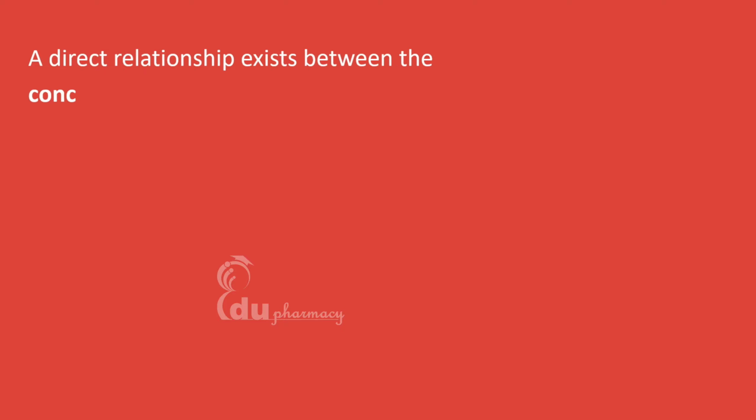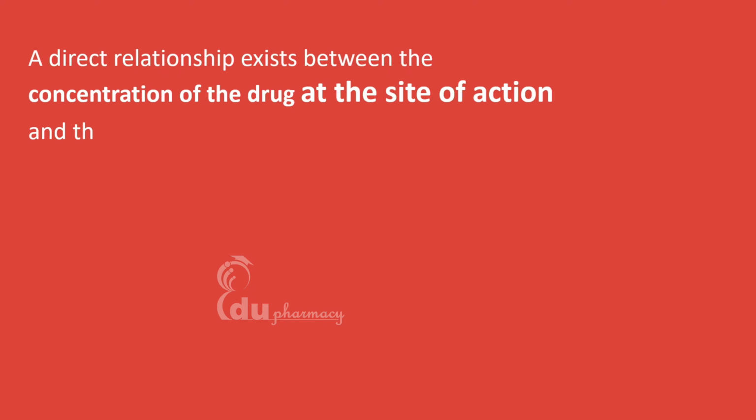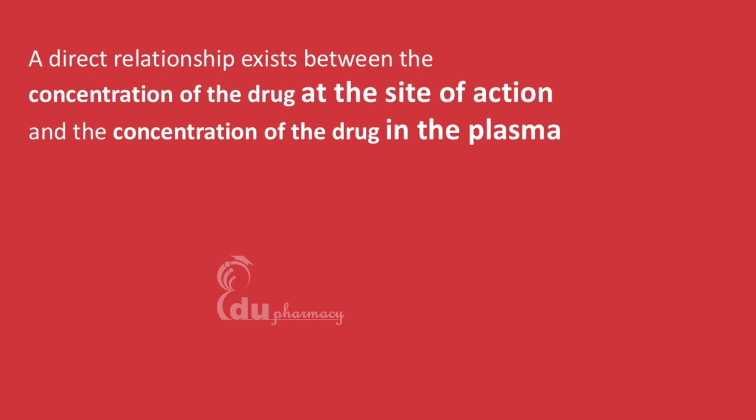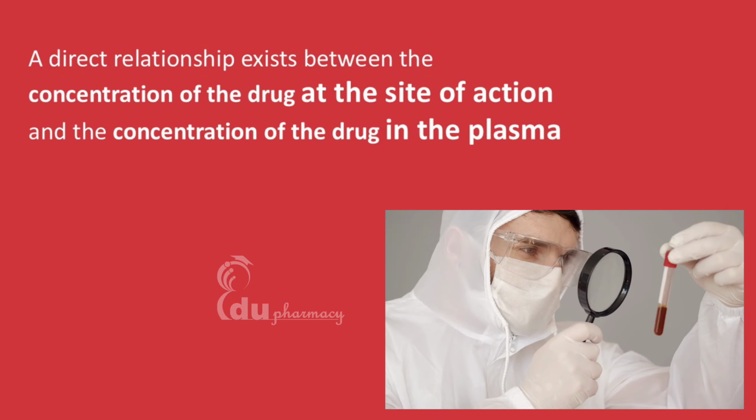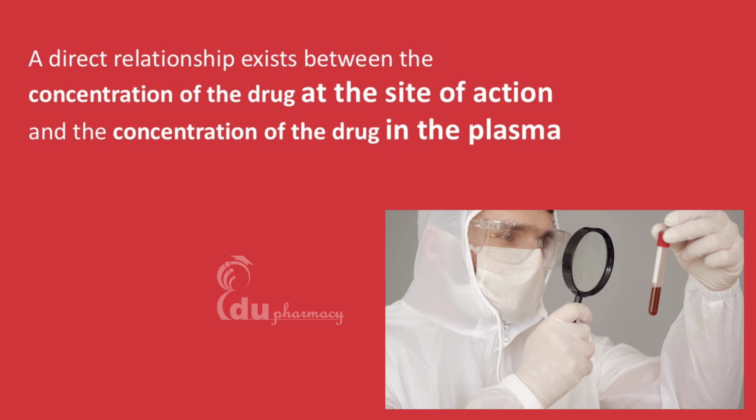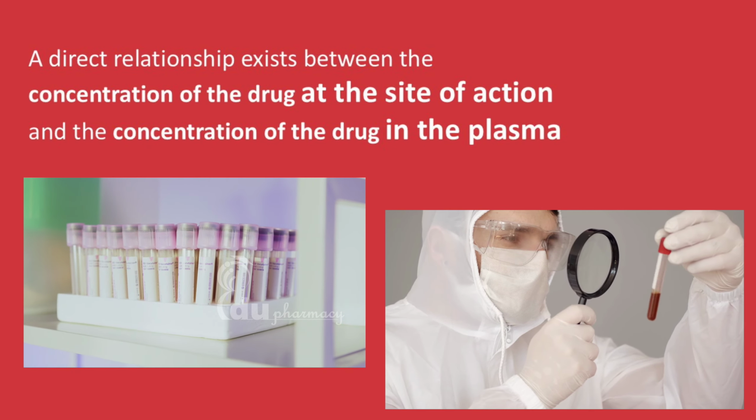There is a direct relationship between the concentration of a drug at its site of action and its concentration in the plasma. This implies that the drug's presence in the plasma correlates with its therapeutic activity. By measuring plasma drug concentrations over time, its efficacy and potential therapeutic effects can be predicted.